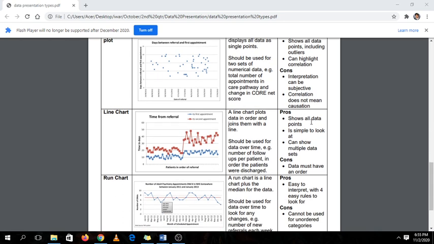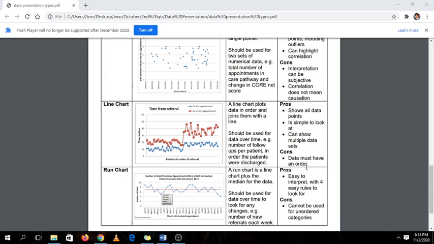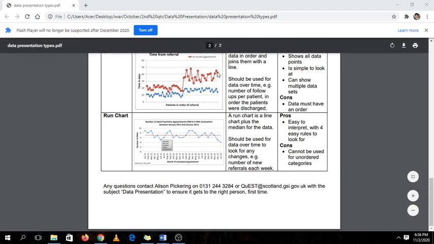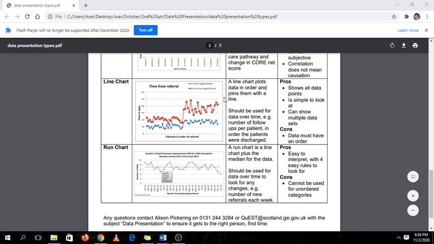So, it shows all data points, is simple to look at and you can present multiple data sets. As you can see, there are two data sets here. The first appointment and the second appointment. But the data must have an order. So, dapat may pasunod ang imong data because we are referring to progression. So, in order of referral.